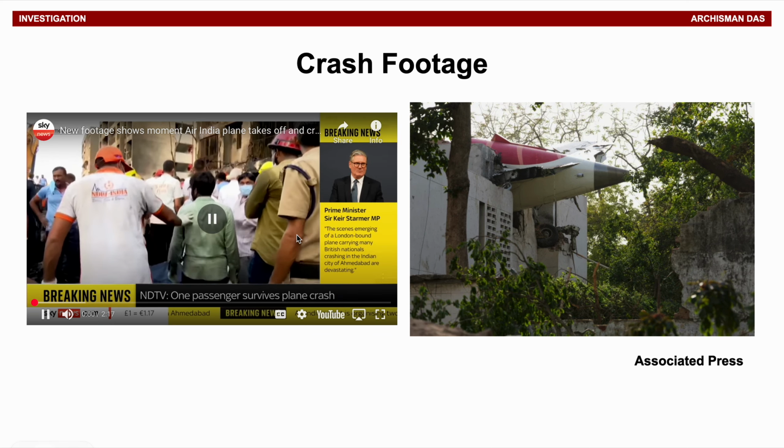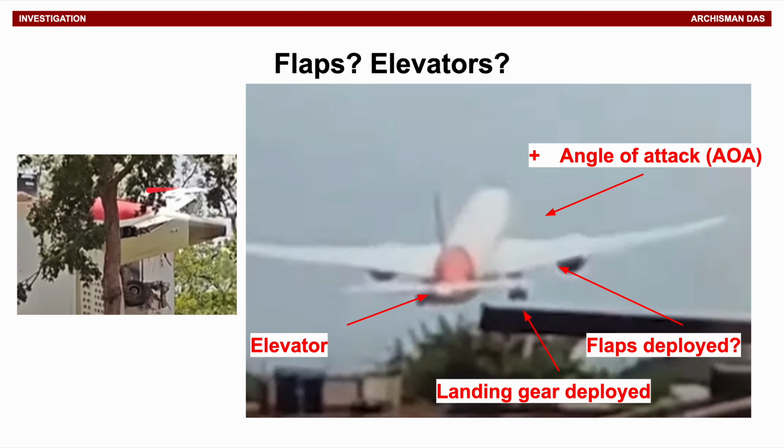So if we go to the next slide here, this is a picture of the tail crash into a building. If we take a look here, we can see that the elevators were slightly pitched upwards, which is hard to see given the damage. But this elevator shows that there was an attempt to recover the aircraft. However, given the loss of thrust, I don't think this was possible.